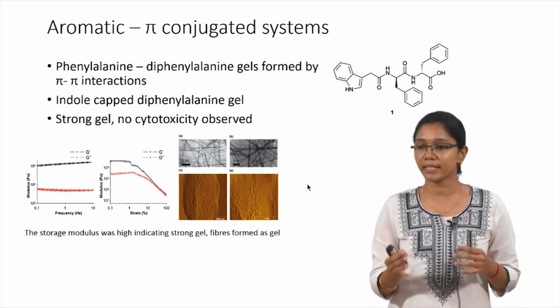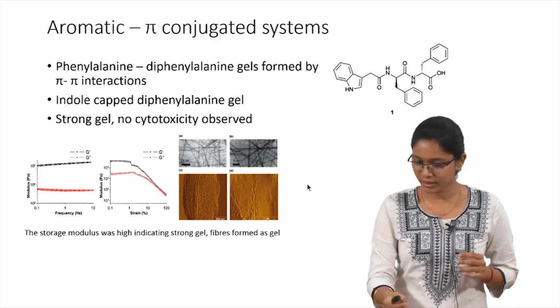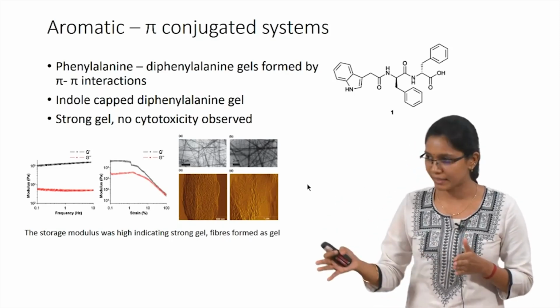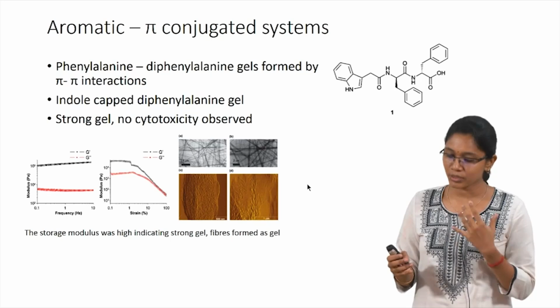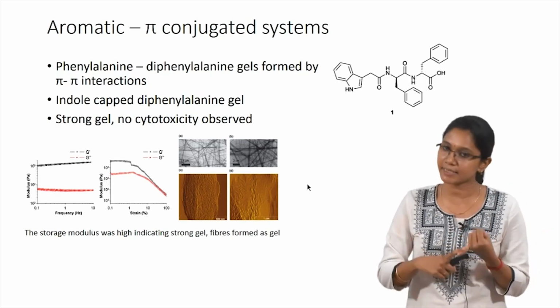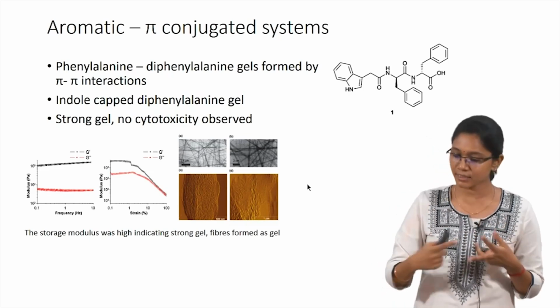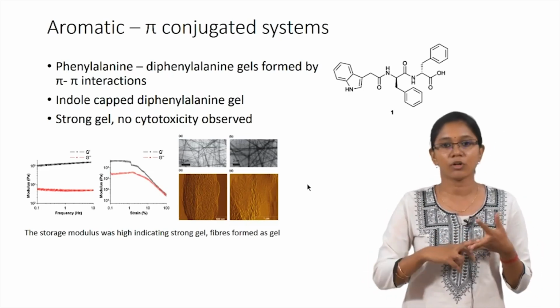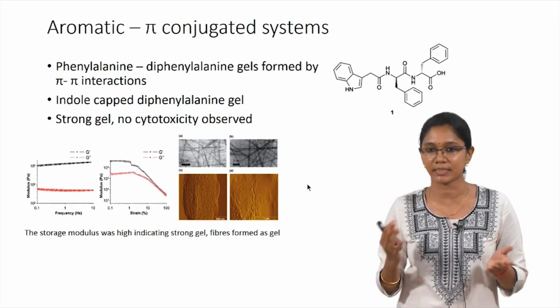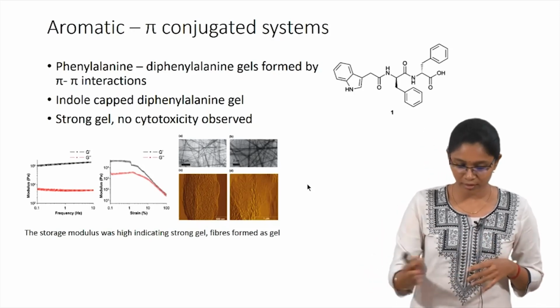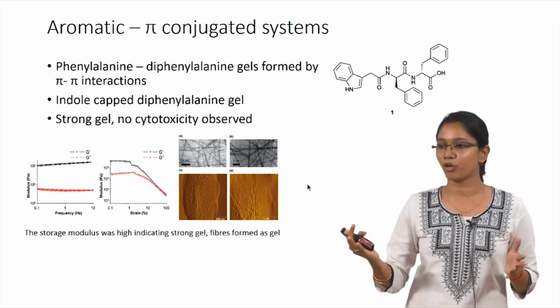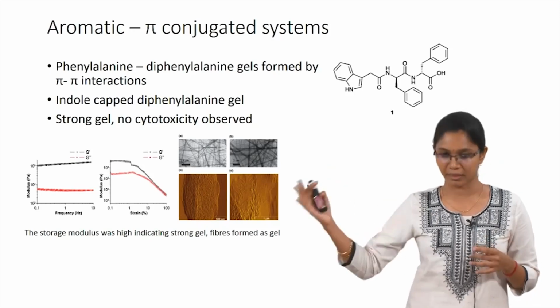These alanines are known to form gels, and in this study they conjugated an indole moiety, the one on the left, to diphenylalanine to see if this aromaticity increases its self-assembly property and its stability. Since we are introducing a new compound, they are also trying to see how the cytotoxicity is affected. In the initial characterization, they formed a gel and saw that it forms fibers.